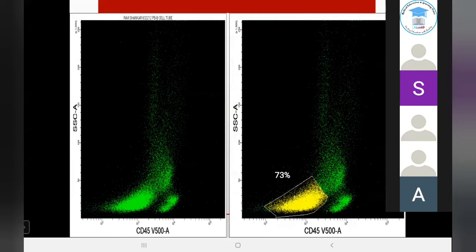Can you tell me which population is abnormal here? 45 dim or negative. Yes. So what color have I given to the population? Yellow. So the yellow population that you see is a suspicious abnormal population. What is the percentage of this cell? 73. So the first thing itself is very clear that there are 73% cells present in this region. That means that something is not normal for sure. All right. What is abnormal? That we will find out later.